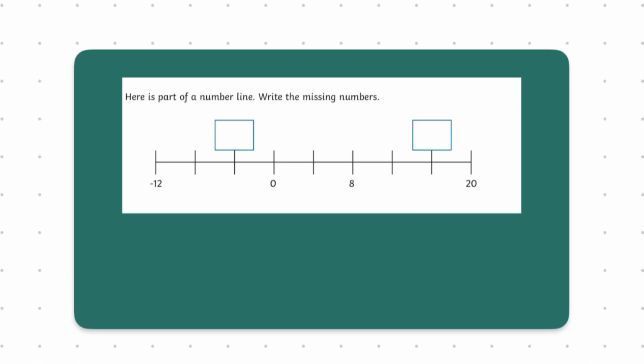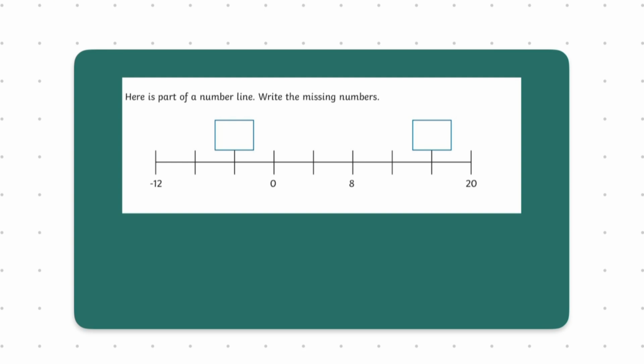Next question. Here is part of a number line. Write the missing numbers. So let's ignore the negative numbers to start with, and let's look at what our number line is going up in. What increments is it going up in on the positive side? So we've got 0, missing number, 8, 2 more missing numbers, 20.